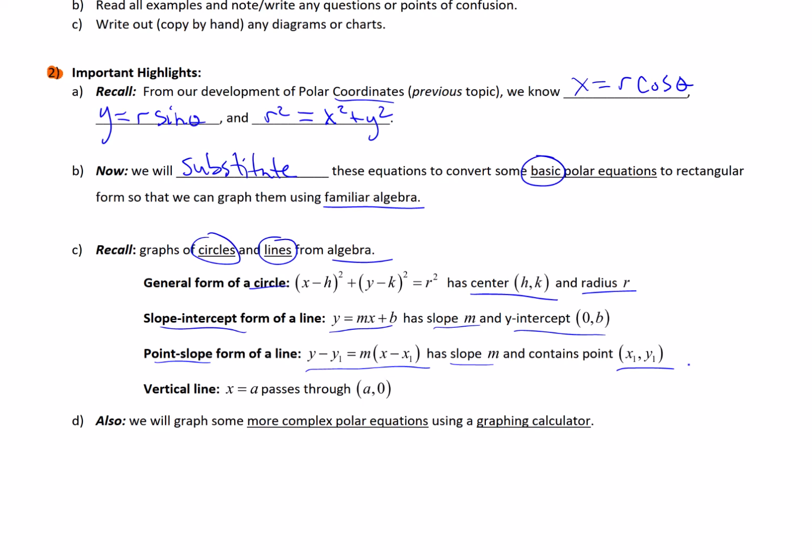Of course, one advantage of point-slope form is that the point does not have to be an intercept, just any point. And then vertical lines, which are not functions and don't fit either of those forms, could be expressed as x equals a, which is when it passes through the point a comma 0 on the x-axis. And then also we will graph more complex polar form equations, but using a graphing calculator, as you'll see in the examples below.